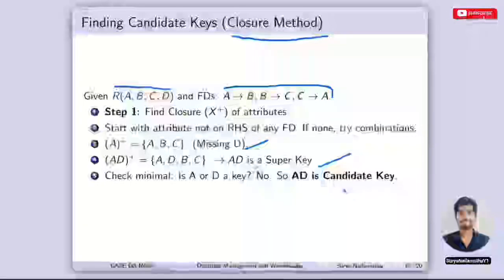No, because AD is a candidate key. D alone is not a key, and only A is not a key. The combination AD is nothing but a candidate key. So we take AD as a super key and AD as a candidate key. This is the way we find candidate keys by applying the closure method.